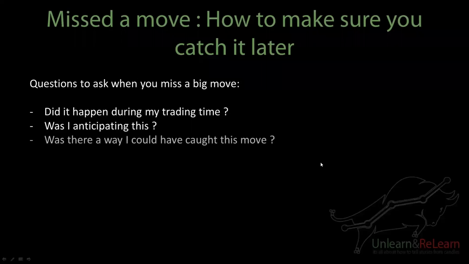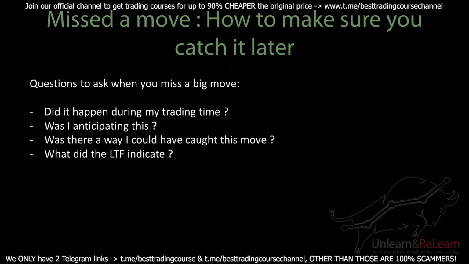Second is, was there a way you could have caught this move? There's always a way. Sometimes there is not, but most times there is. It's by looking at the small time frames. What did the lower time frame indicate? This takes some experience. If you're looking at the 15-minute or 5-minute, you go down to small time frames to really study what you could have seen to maybe anticipate it.